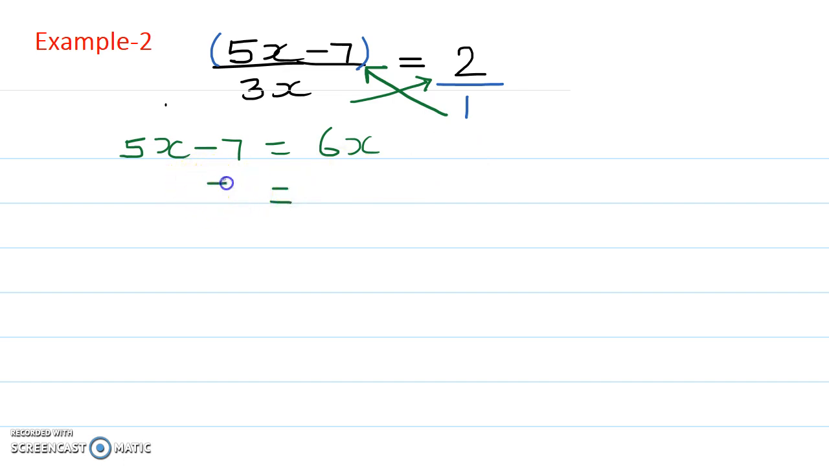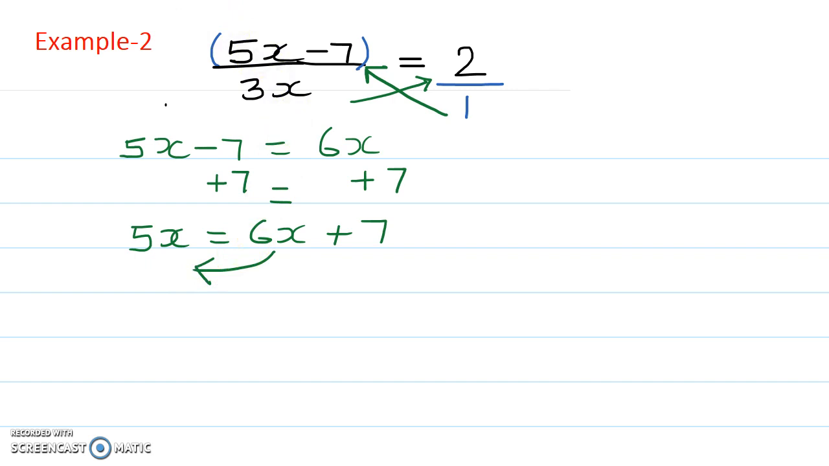Let's do plus 7. Let's get rid of this first. Plus 7 and plus 7 both sides. So we are left with 5x, and that is 6x plus 7. Now we want this x term this side.